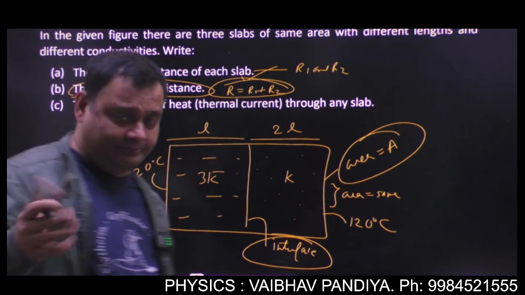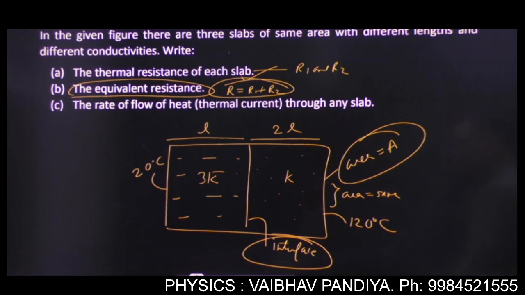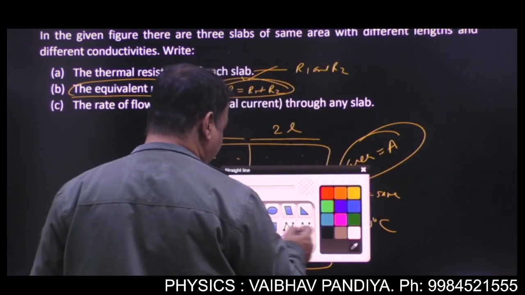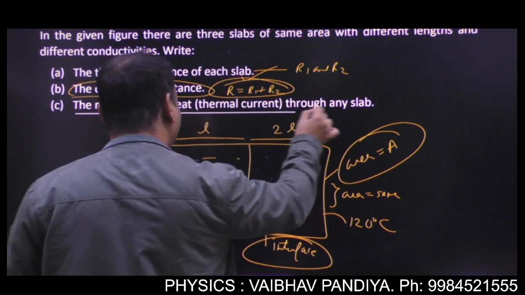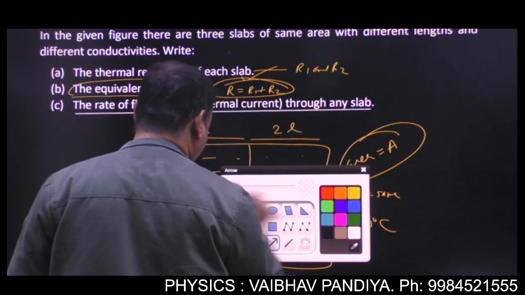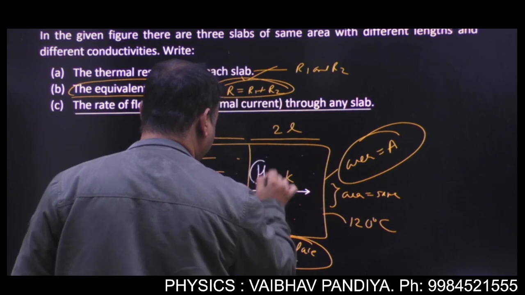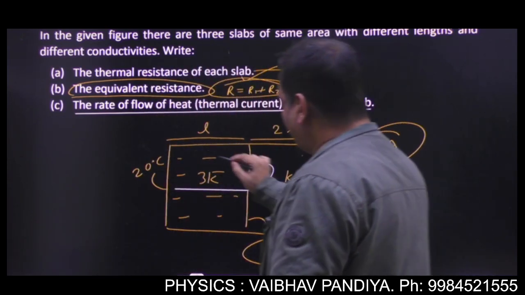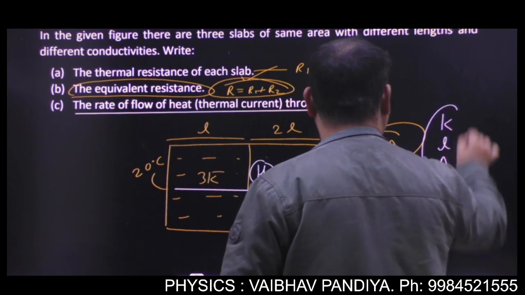The rate of flow of heat, thermal current through any slab. Now you have to find, why any slab? Because the thermal current or rate of flow will be the same in both the slabs, isn't it? Or even if it is not said through any slab, if the demand is to find the rate of flow of heat or thermal current, you can find it through any slab. So after finding part A and B, you have to find the thermal current, which will be flowing like this. And of course your answer will be in terms of K, L, and A, right?